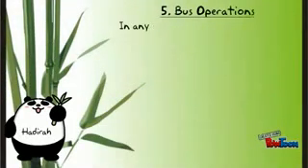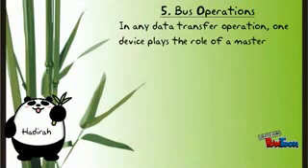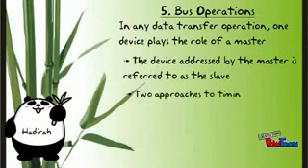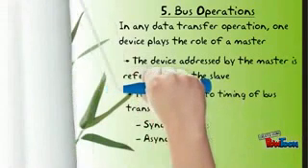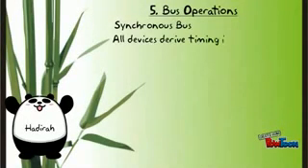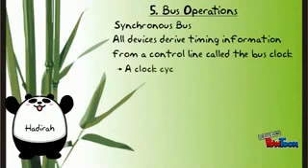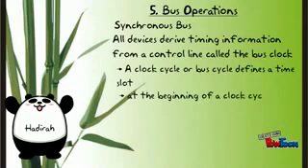Bus operations. In any data transfer operation, one device plays the role of a master. The device addressed by the master is referred to as the slave. 2 approaches to timing of bus transfer: synchronous, asynchronous. Synchronous bus. All devices derive timing information from a control line called the bus clock. A clock cycle or bus cycle defines a time slot. At the beginning of a clock cycle, all the events start.